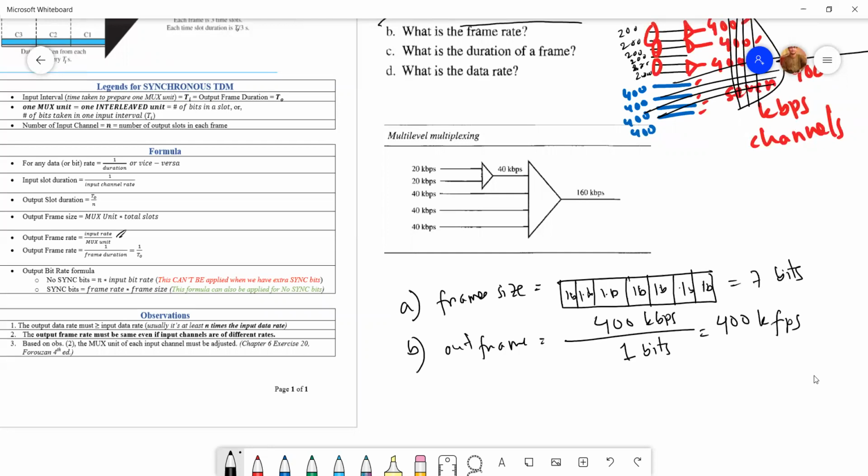What is the duration of a frame? Basically the reverse of that, 400 kfps. I think that is going to be my 400, so 40. Okay, no, that is not going to be 40. That's going to be 2.5 microseconds.